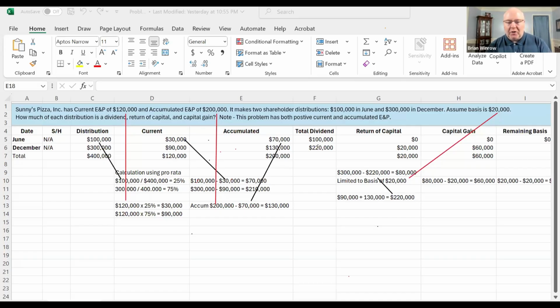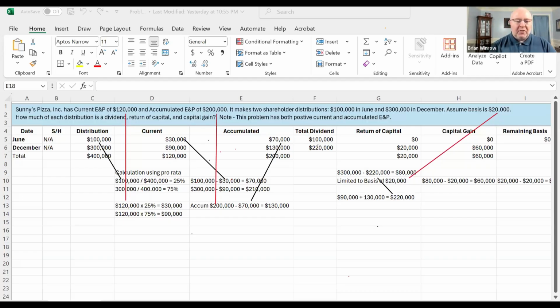And then I put on here, note this problem is both positive current and accumulated E&P, just so we can make sure. Now, in your exam, it's not going to tell you that they're both positive. And oftentimes on an exam, you might just have one distribution at the end of the year, which really simplifies things. But for us on this one, we're going with multiple distributions. And the reason I went that route is I want you to be able to do the pro rata approach to understand how pro rata works.